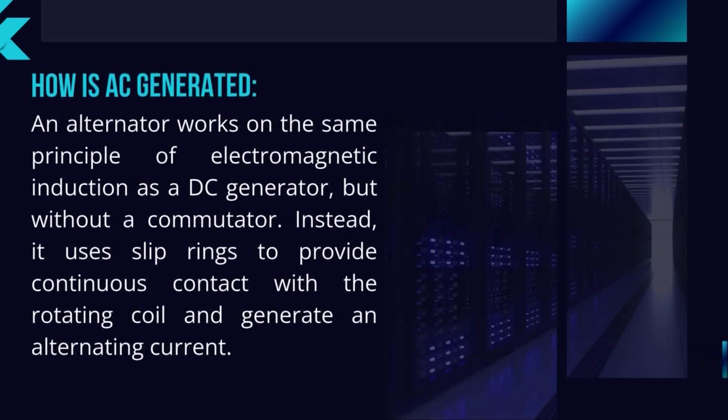AC is generated using an AC generator, also known as an alternator. An alternator works on the same principle of electromagnetic induction as a DC generator, but without a commutator. Instead, it uses slip rings to provide continuous contact with the rotating coil and generate an alternating current.